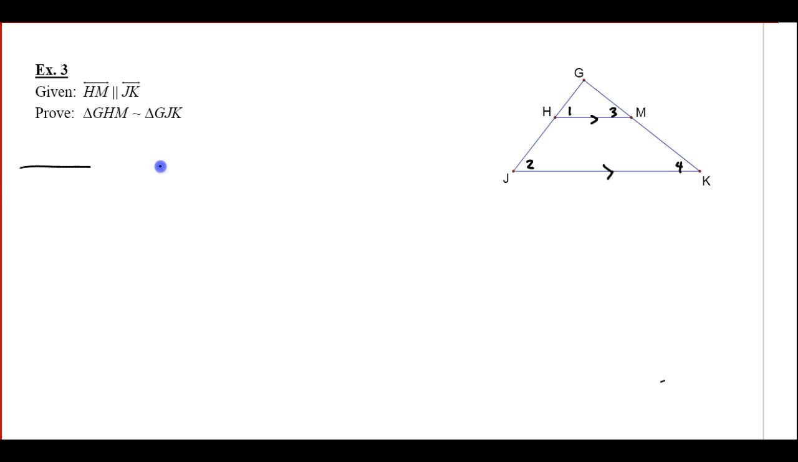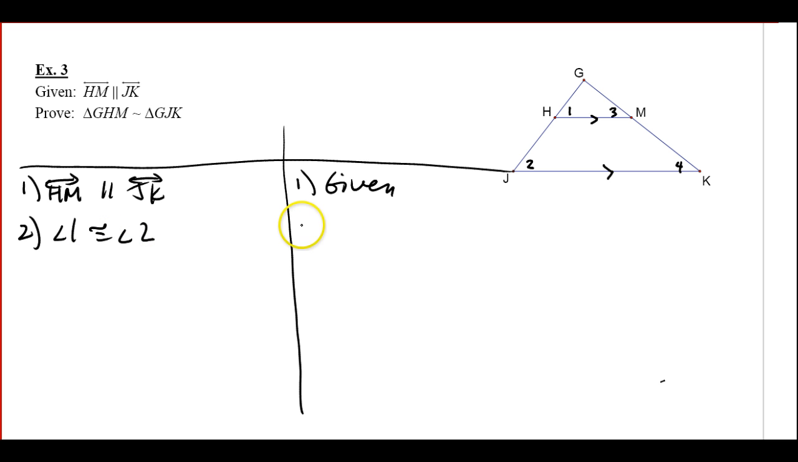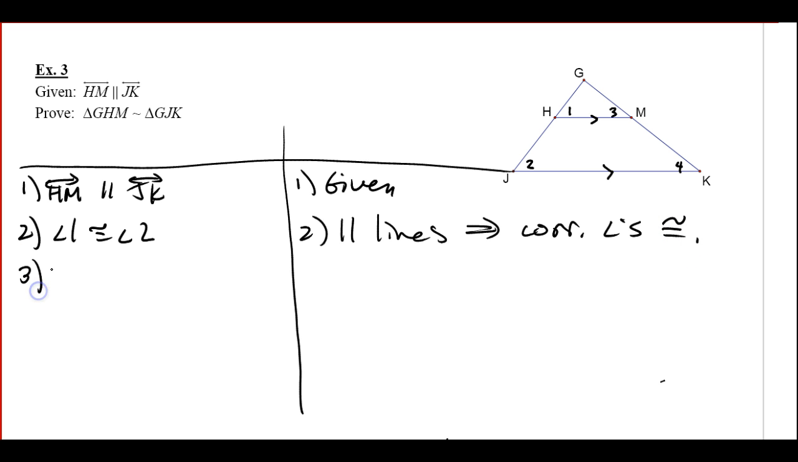So you have some choices here of what you want to use. I'm just going to use 1 and 2 and 3 and 4. So I've got that line HM is parallel to line JK. That's given. And from that, I know that angle 1 is congruent to angle 2. Parallel lines implies these are corresponding angles. And then I've got angle 3 is congruent to angle 4, same as 2.